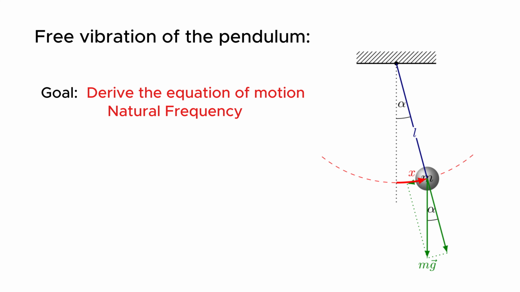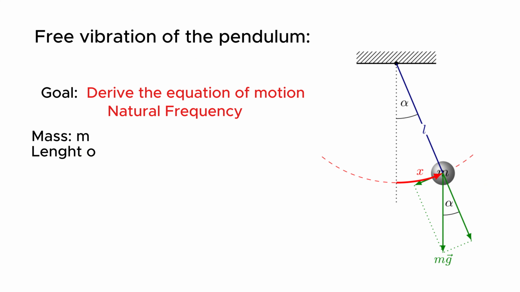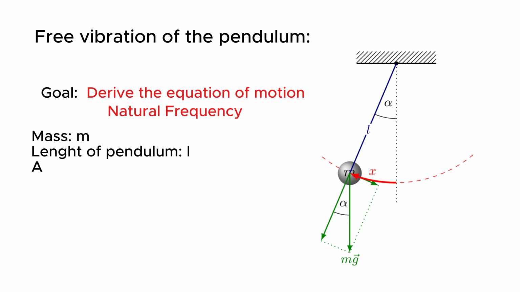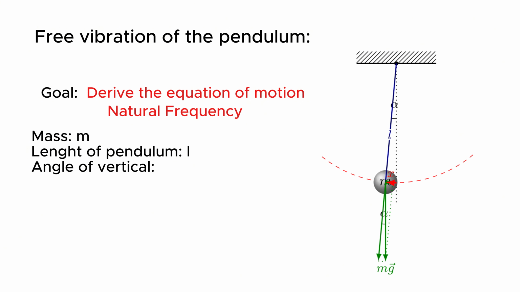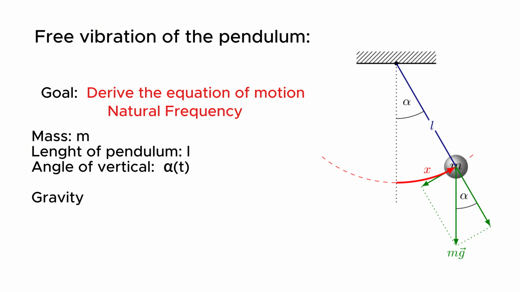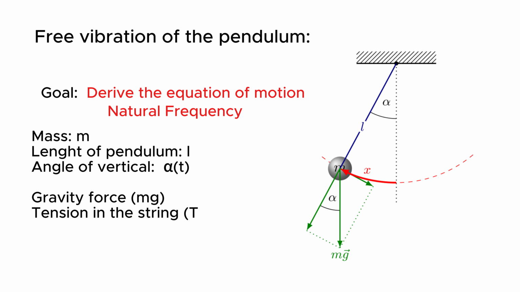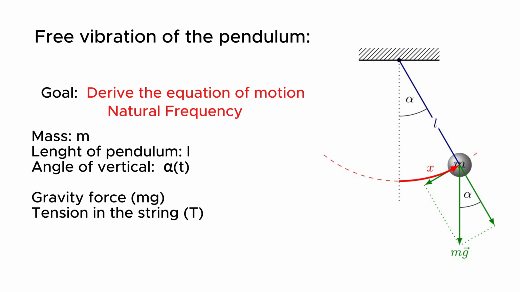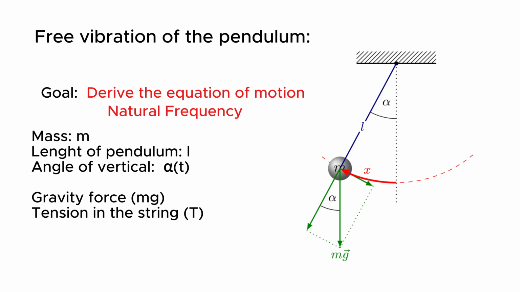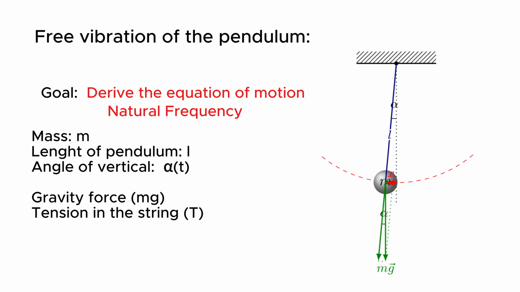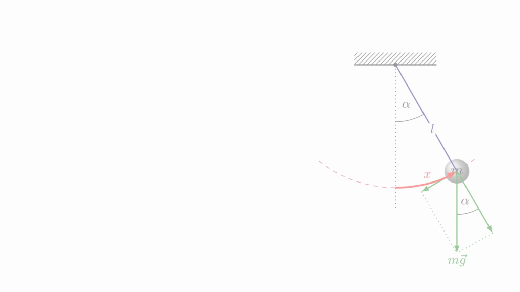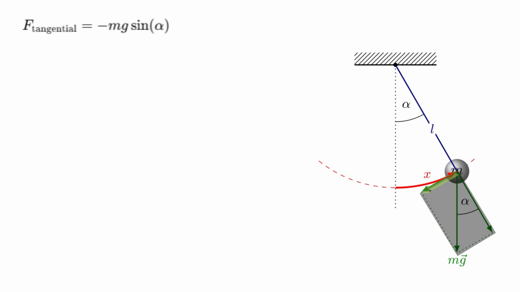Picture a small mass, m, suspended from a fixed point by a string of length L. The pendulum swings back and forth in a plane, making an angle alpha of t with the vertical at any given time t. Two main forces act on the pendulum: the force of gravity, pulling the mass downward, and the tension in the string, keeping the mass constrained along the circular arc. Our goal is to derive the equation of motion for this system. The force responsible for the pendulum's swing is the tangential component of gravity, given by this equation. This restoring force always acts to bring the pendulum back to its equilibrium position.